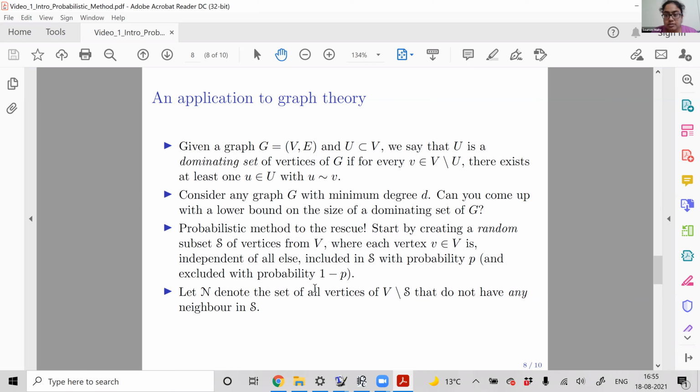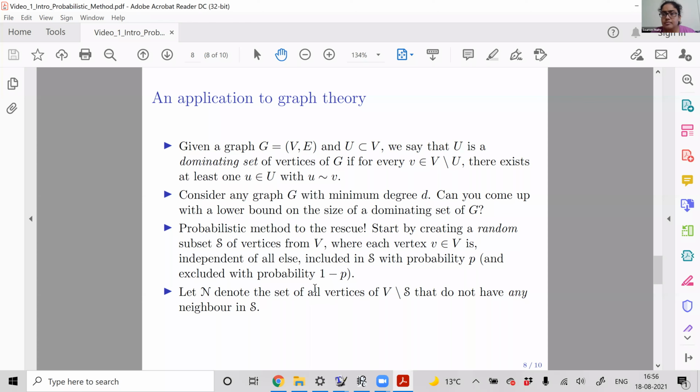And the way you create this random subset is basically you take every vertex small v belonging to capital V, you pick it up, and you toss a coin that has probability P of giving you a head and probability 1 minus P of giving you a tail. If the coin lands head, then you include the vertex that you have just picked up inside S, otherwise you exclude it. This is the basic idea.